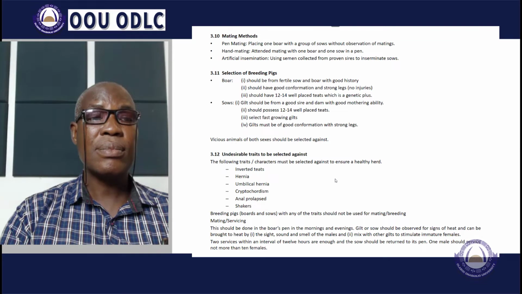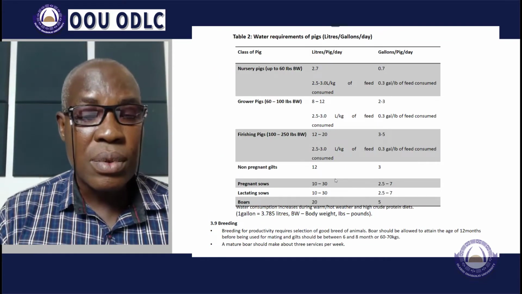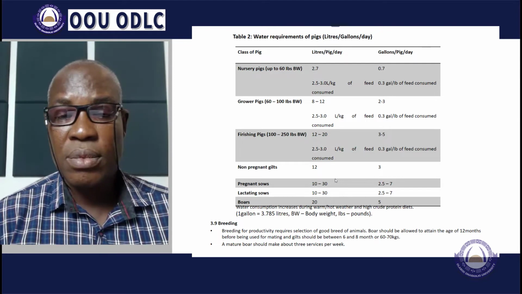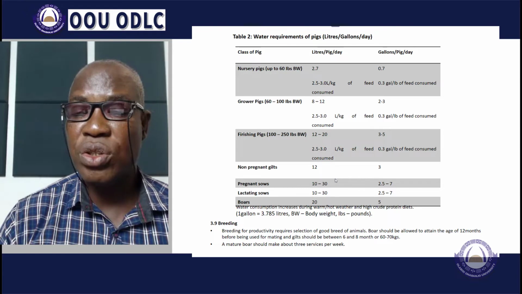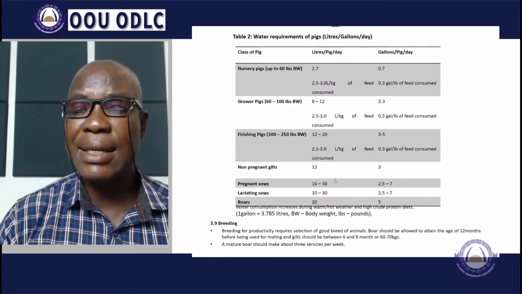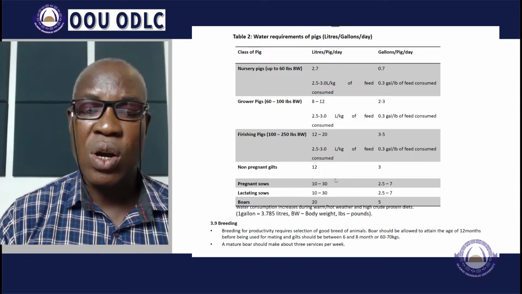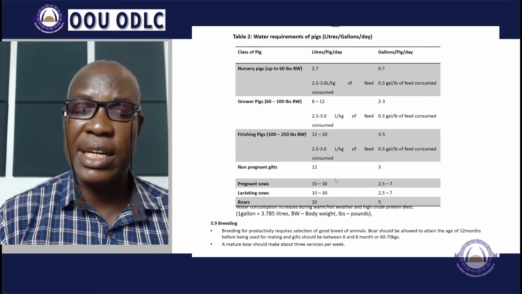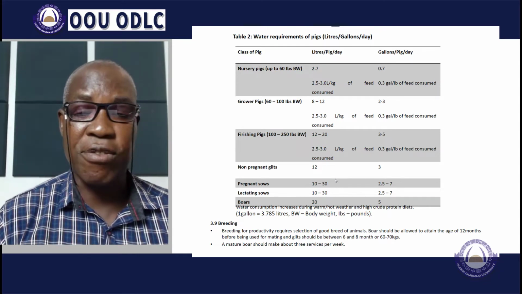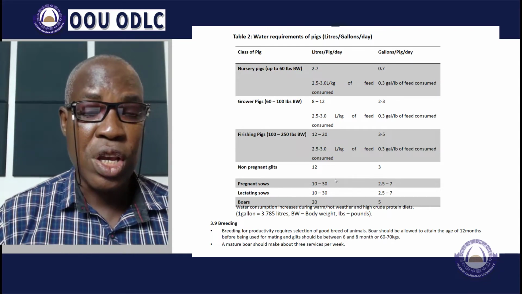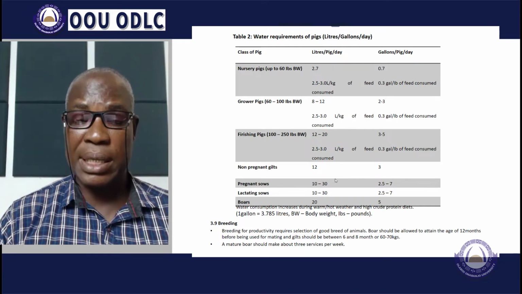Breeding is for productivity. A boar that is to be used for breeding should have attained at least 12 months of age before it is used for mating, while the gilts should be between 6 and 8 months old, or between 60 and 70 kg, for optimum production. A boar should make about just 3 services per week.